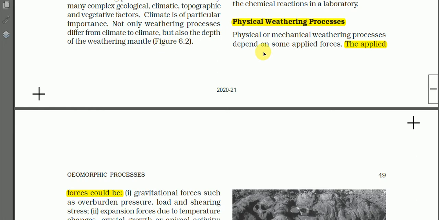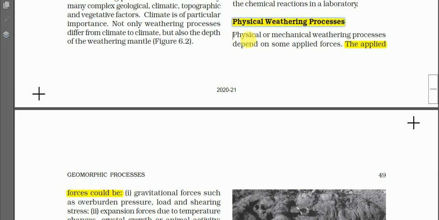So, physical weathering processes. You may know that weathering is the process of breaking down a big rock into smaller pieces. We learn different types of weathering processes: chemical weathering processes, then physical weathering processes, then biological weathering. So now let us learn about physical weathering processes.